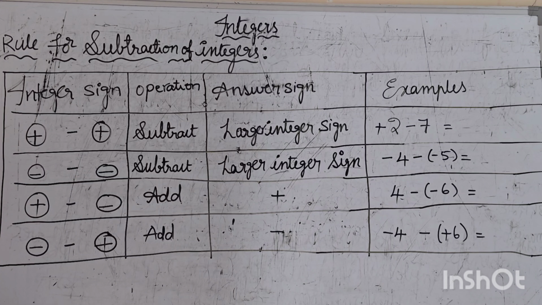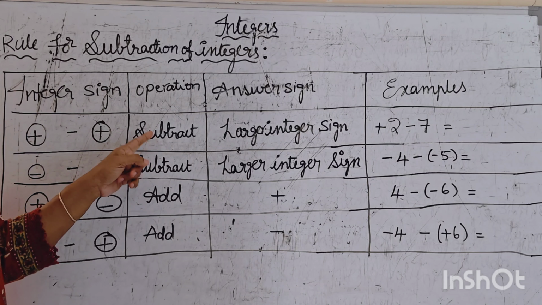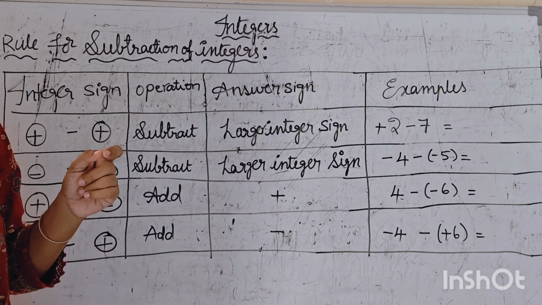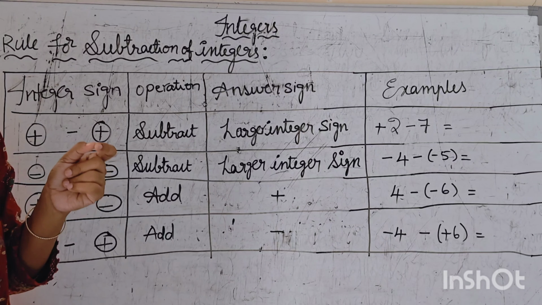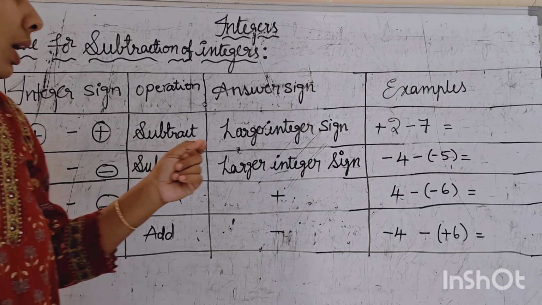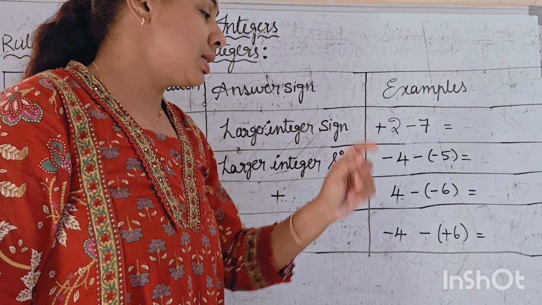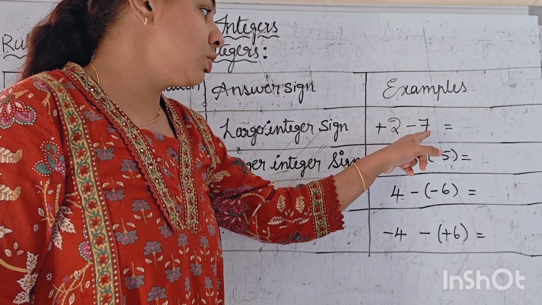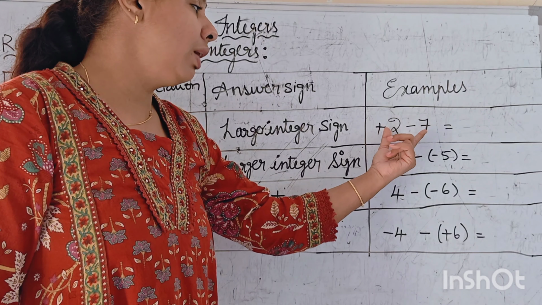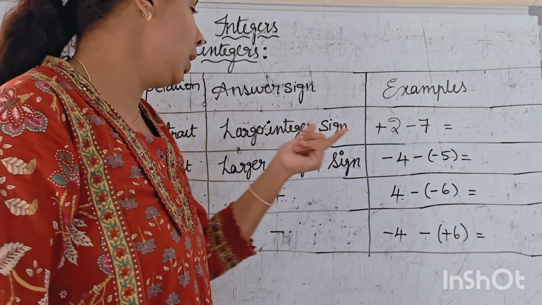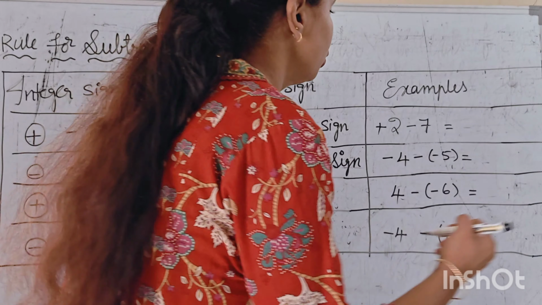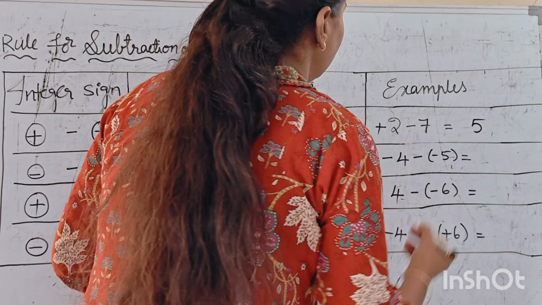When we have to do a subtraction operation, the sign of the answer depends on the greater number. So let's see an example. Plus 2 minus 7. This is plus and this is also plus, and in between there is a minus. So whenever we have such numbers, we need to go for subtraction. If you subtract, how much do you get? You get 5.